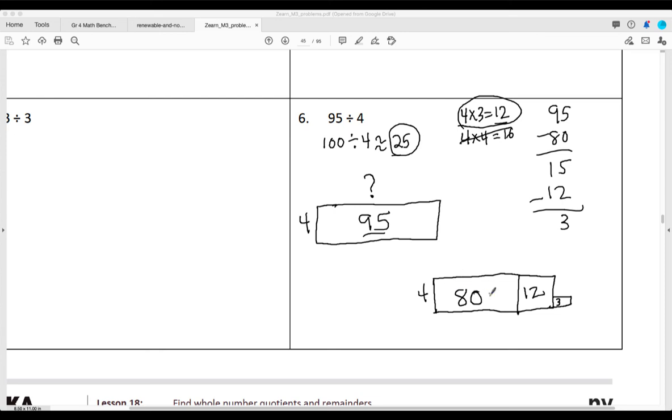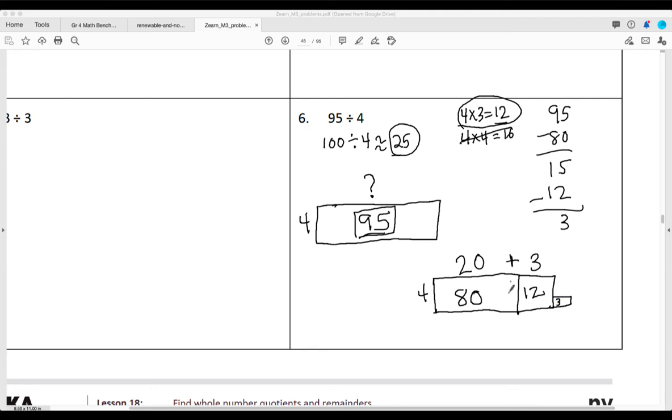All right, so you could see, let's just check this. 80 plus 12 is 92, plus 3 is 95. So this still represents 95. It still represents the same thing as it represents here. We just broke it down into easy numbers that 4 can go into and then a number 4 cannot go into. So 4 times 20 is 80, 4 times 3 is 12, and we have 3 left over.